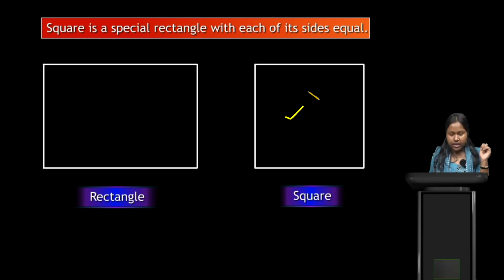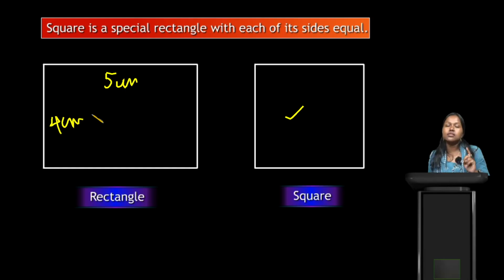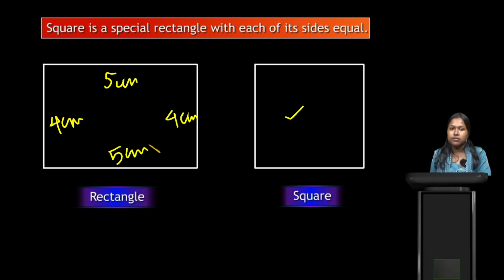Why? Suppose one rectangle is given in your first diagram. You can clearly see that opposite sides are equal but adjacent sides are not equal. If the length is 5 centimeters, the breadth is 4 centimeters. You can see clearly that the breadth is a little smaller than the length. So this side is 4 centimeters, and the opposite side is also 4; this is 5 centimeters, and the opposite side is also 5. This is a rectangle. But in a square, all sides are 4, 4, 4.